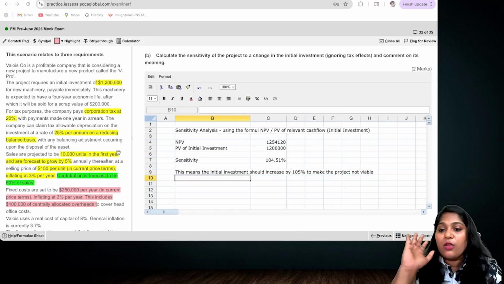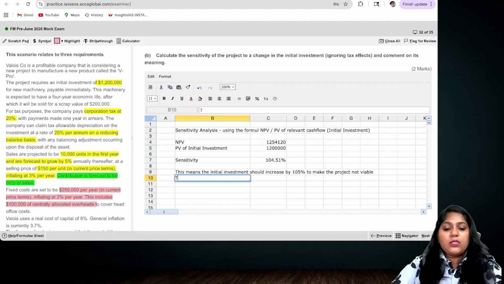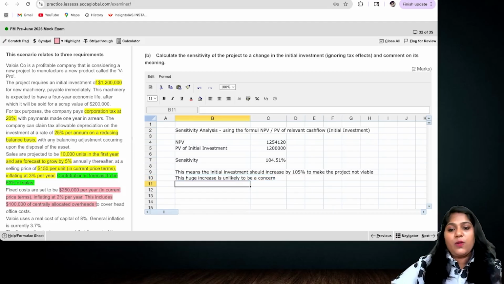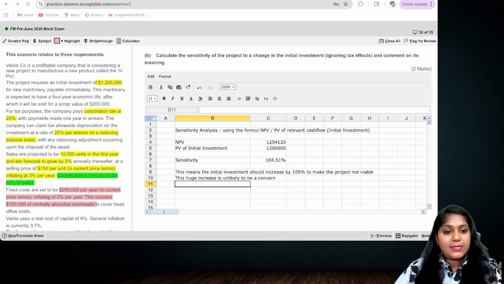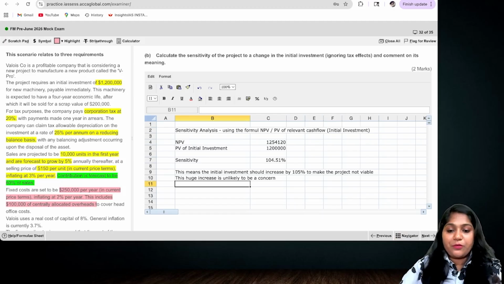This would require a huge increase in initial cost. It is unlikely to be a concern. Maybe you have to discuss it because it is 2 marks, right? You talk about the percentage, that is 1 mark, and discuss, you'll get 1 more mark. Fair enough. That is the second requirement of this question. Let's now move to the third requirement of the question.